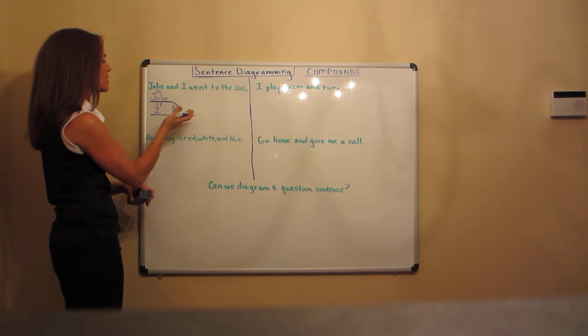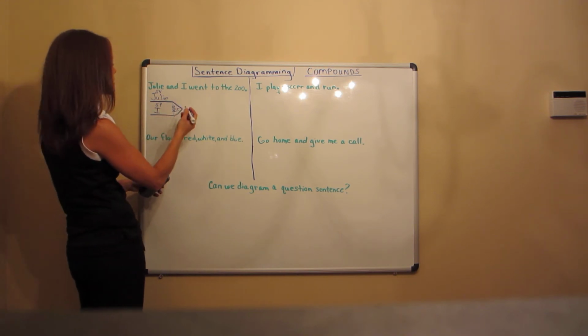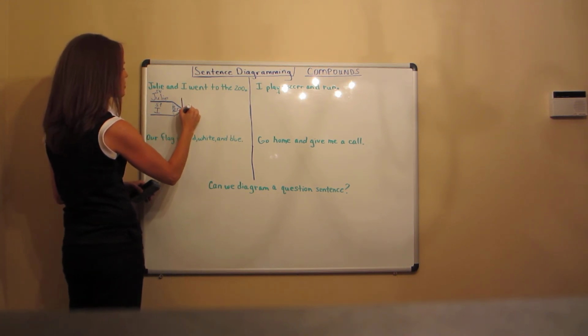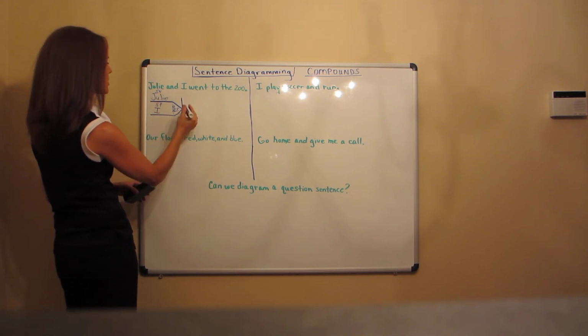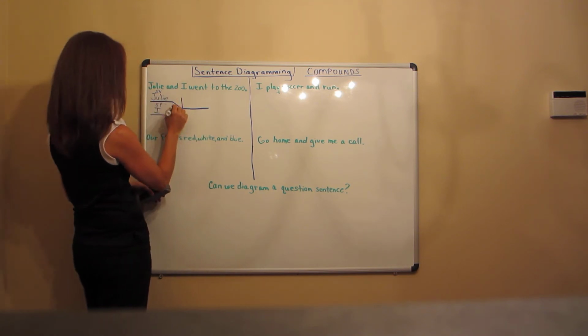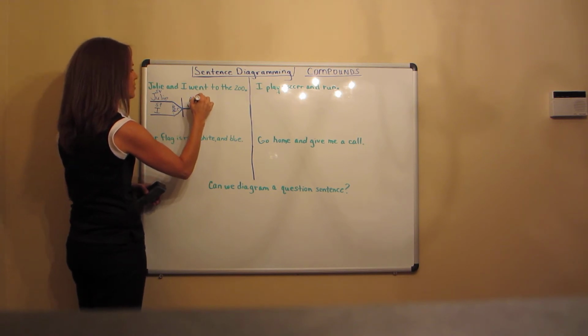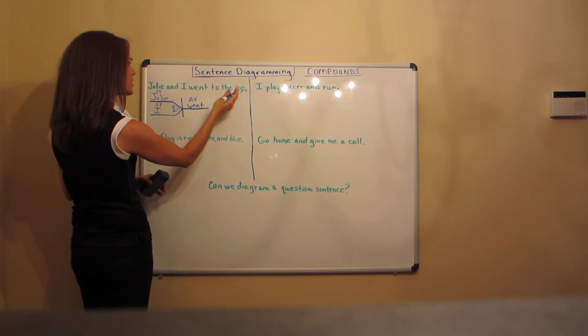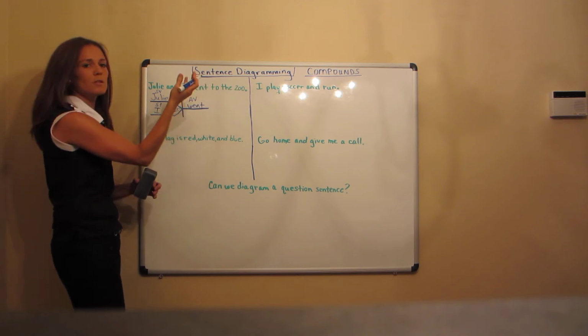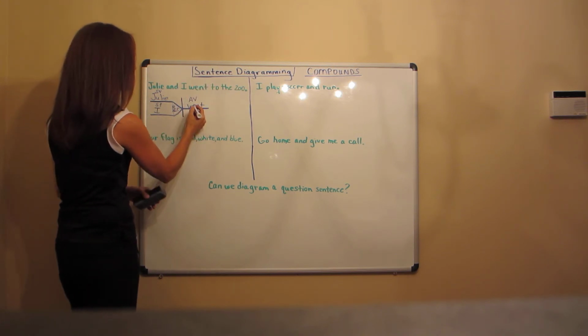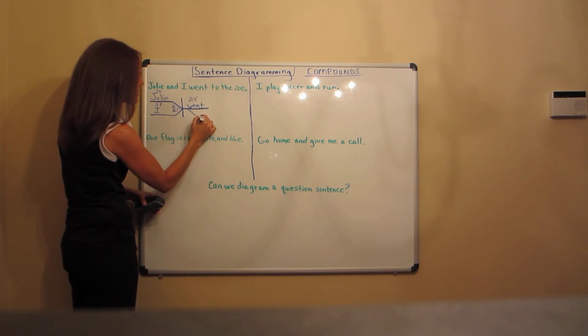And you finish diagramming the way that you know how to diagram the rest of a sentence. You have a vertical line that separates your subject from your predicate, and then you go on. Julie and I what? We went. Went is your action verb. And then, is it a direct object? No, because to the zoo is a prep phrase. And to the zoo is diagrammed as you know how to diagram a prep phrase.